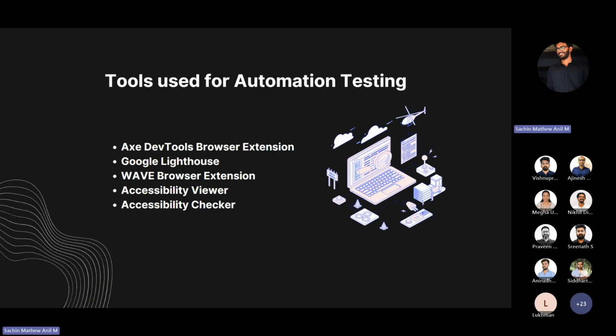Okay, now let us see what the common tools are that we use for automation testing. The most common tools are the IxDF tools browser extension, Google Lighthouse tool, WAVE browser extension, and accessibility checker tool.